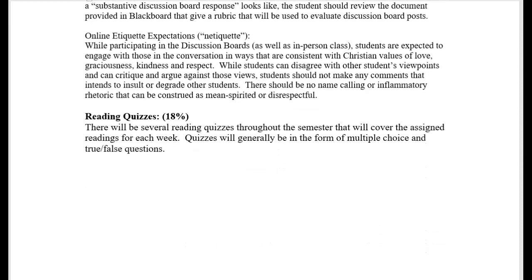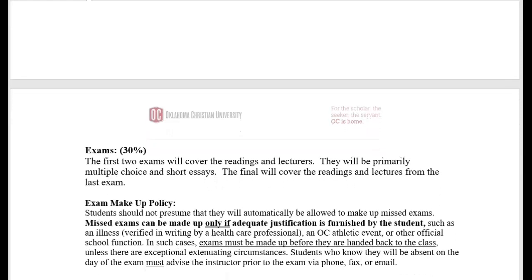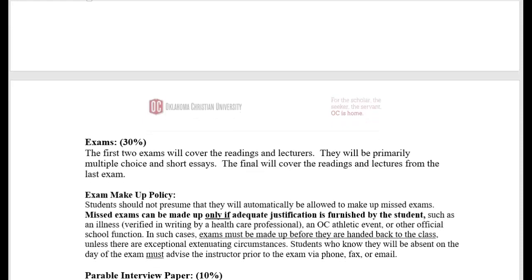So there'll be reading quizzes, several reading quizzes, again covering the reading in Levine. And the exams, as I said, these exams primarily are multiple choice. There might be a few short essay questions on the exams.